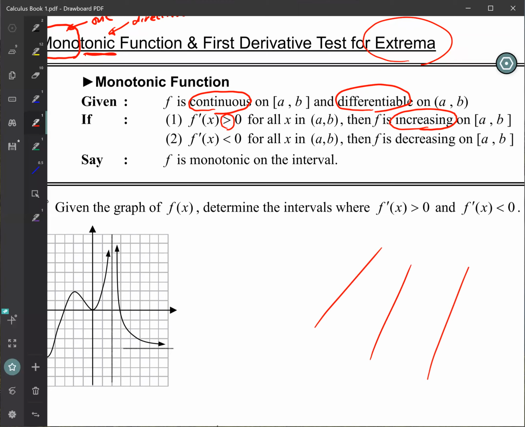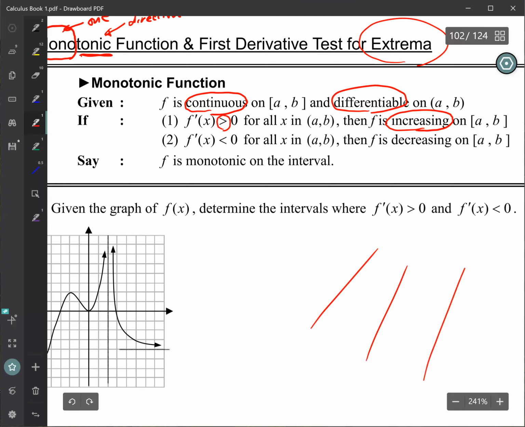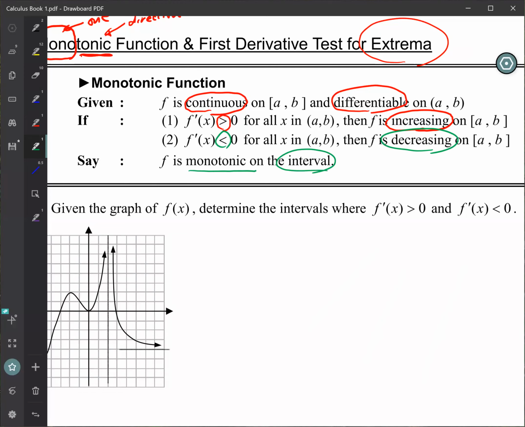higher and higher. Increasing is talking about from left to right, always from left to right. If it goes higher, we call that increasing. The opposite is negative slope, then it's decreasing. Then we just say it's monotonic on that interval. Make sure to pay attention here, we are using closed intervals to describe the increasing, decreasing.